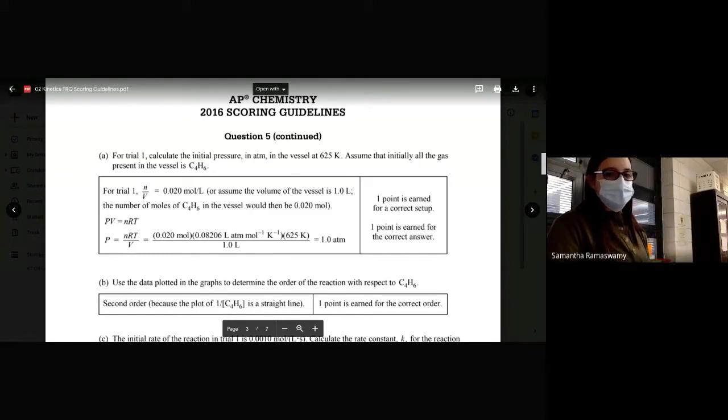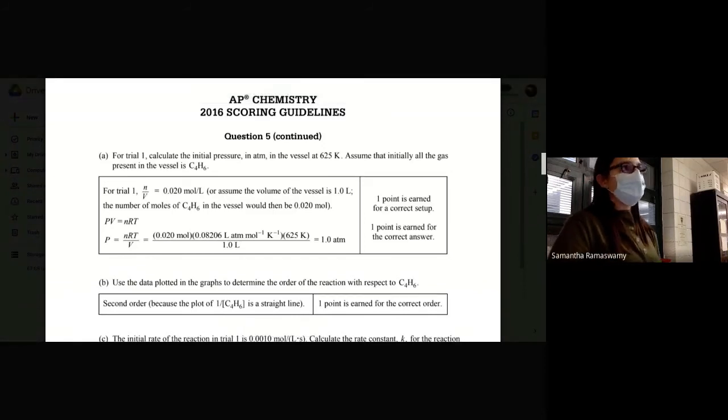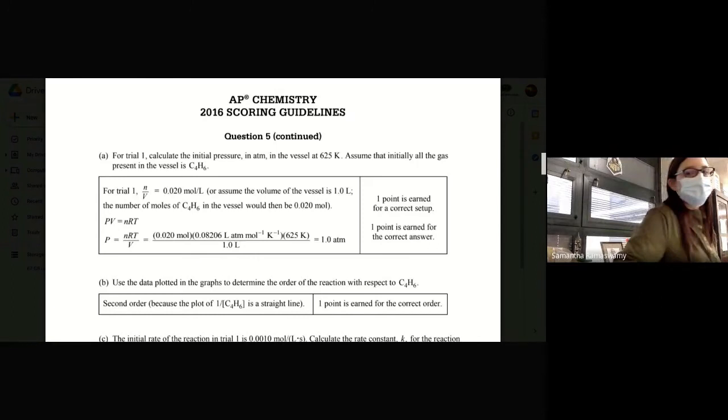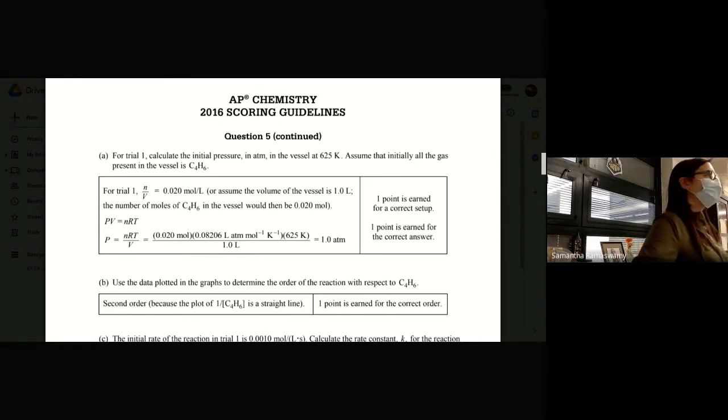If we rearrange the ideal gas law to solve for pressure, it's nRT over V. Molarity means 0.02 moles over 1 liter, so there's n and V. R is the constant, and T is the temperature that they gave us. And so this was 1.0 ATM.